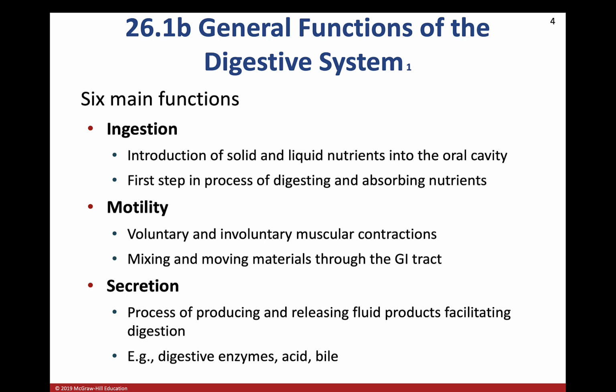As noted, there are going to be lots of secretions, and so this can come from either the accessory organs or actually organs of digestion themselves. Examples of secretions will be all sorts of different digestive enzymes, acid, and also bile.